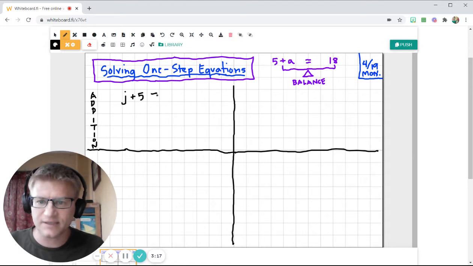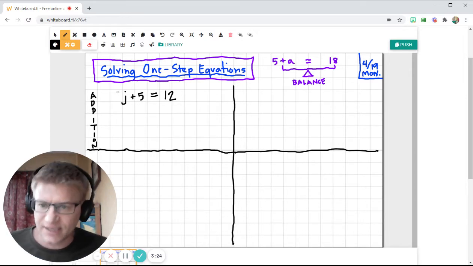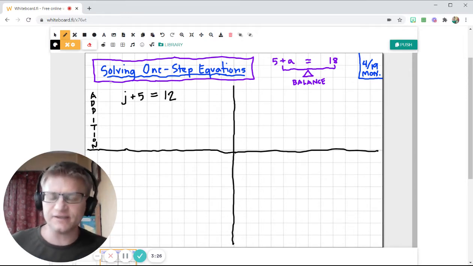And I'm going to go back and change that one. Equals 12. Now, the way I solve this, in your head, you're probably thinking already, I know what J is. J must equal 7. 7 plus 5 equals 12, right? And you're correct. That's how we do it.